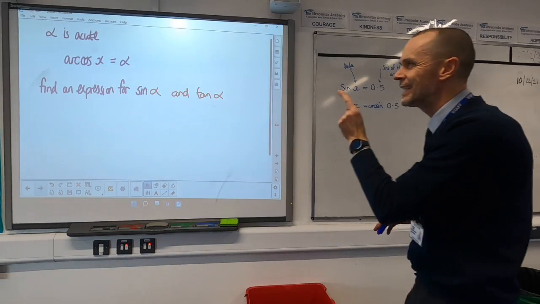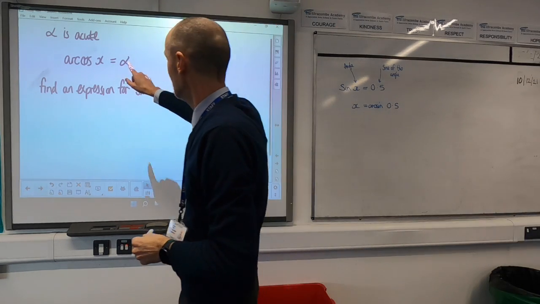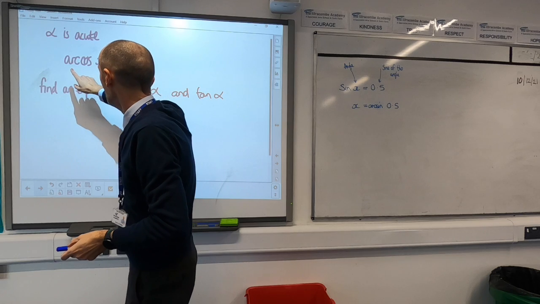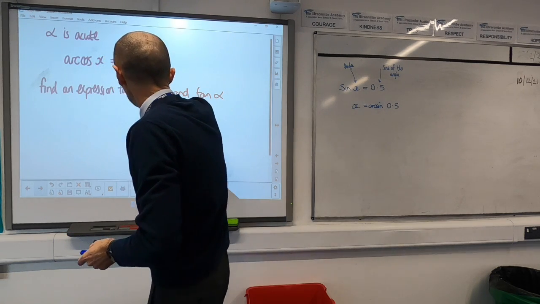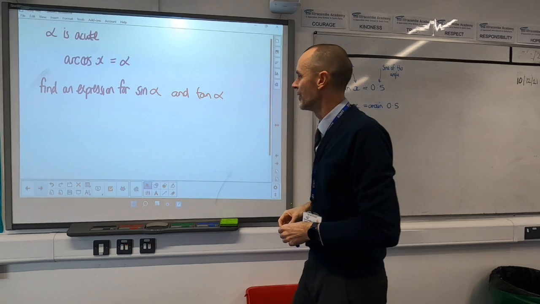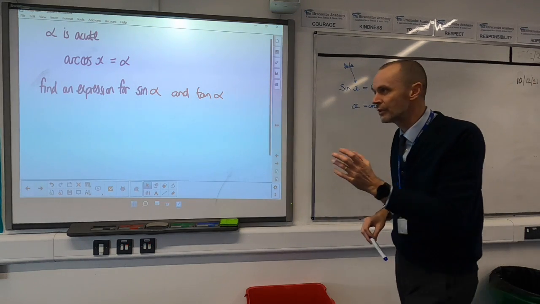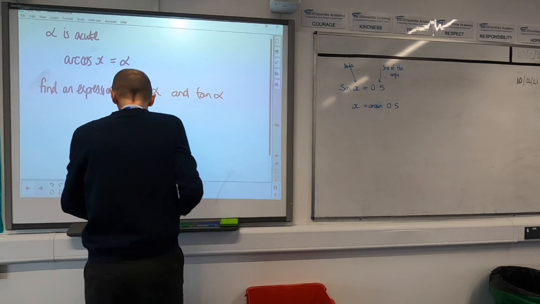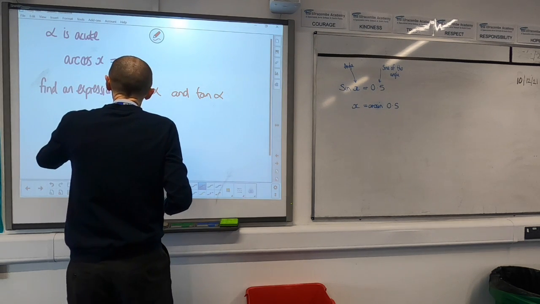And this was the key technique from yesterday. If alpha is acute, so this is the angle, and we're told that the arc cos of some number x gives us that angle, can we find an expression for sine alpha and tan alpha? So see if you can go through the process that we went through yesterday. This is a complete repeat of what we did yesterday. I think it's just worth reminding ourselves.